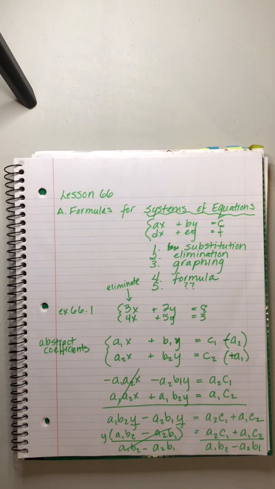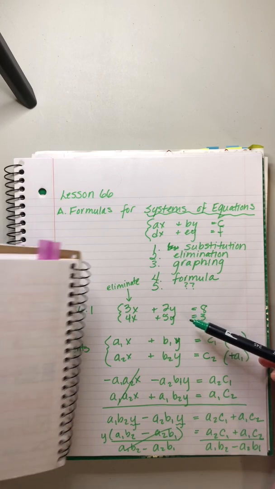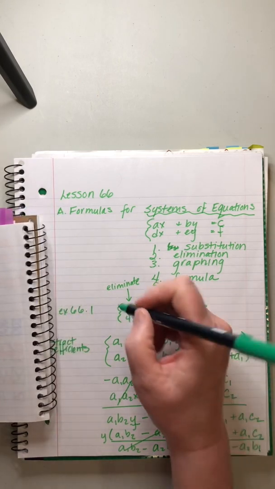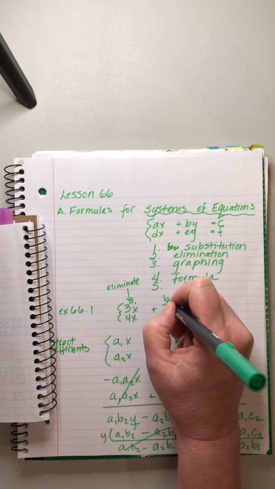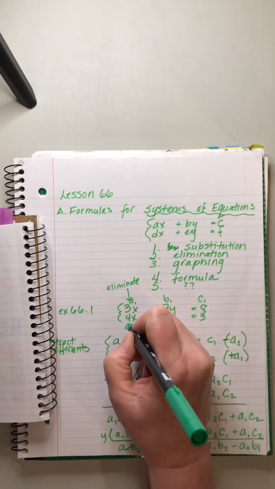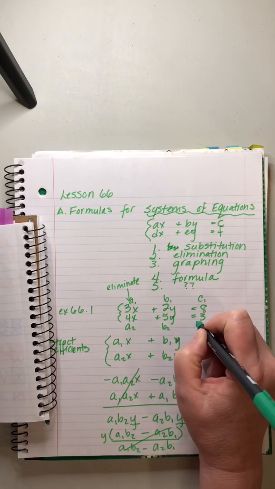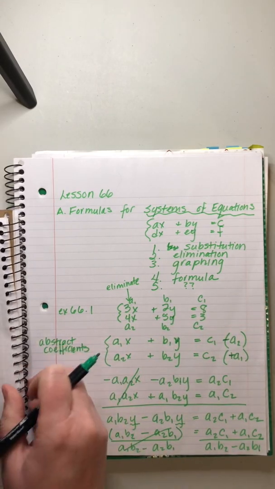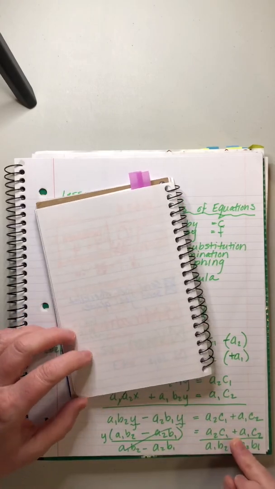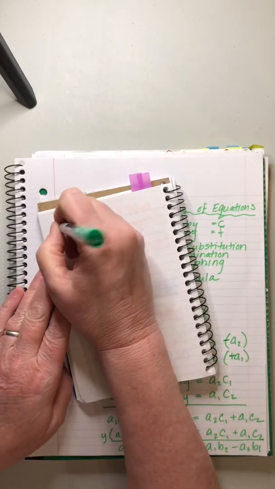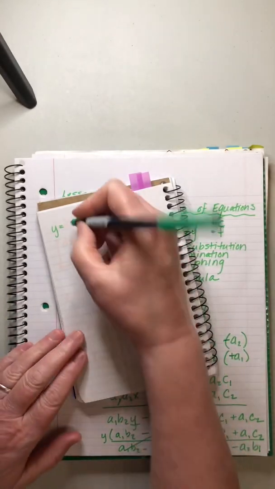And rather than turn the page, I'm going to use my little notebook that I always keep on the side, and we'll do our final calculation in this little book. All right. Now, this was our original equation. Let's make sure we name them. This is A1, B1, C1, and this is A2, B2, C2.